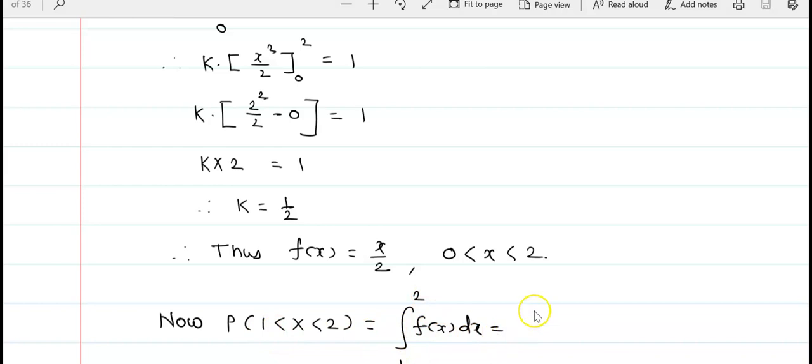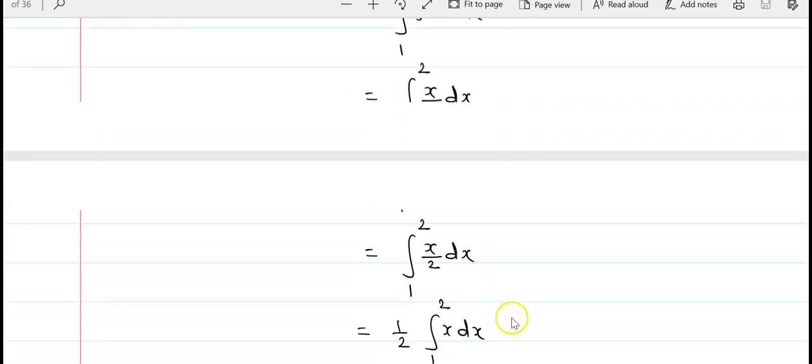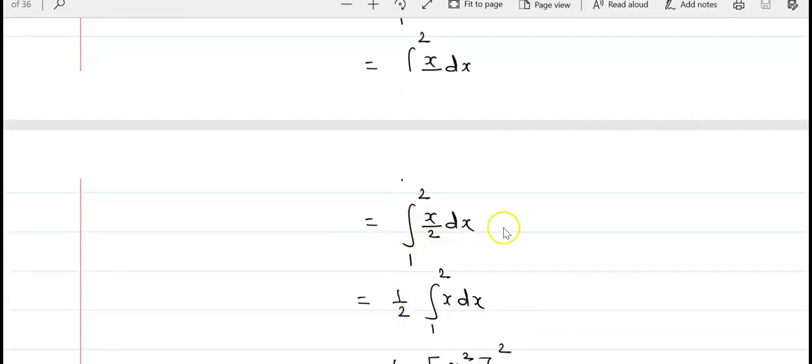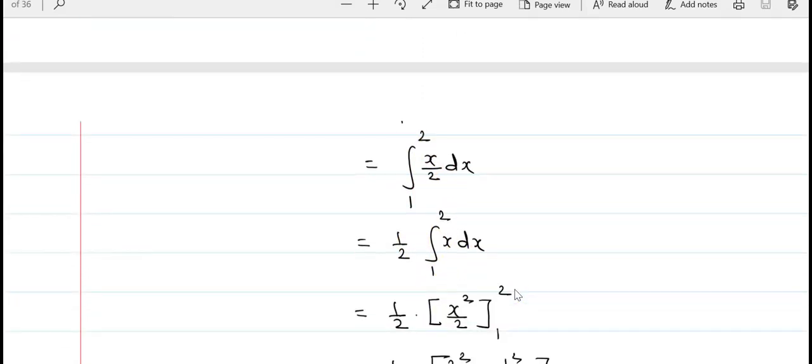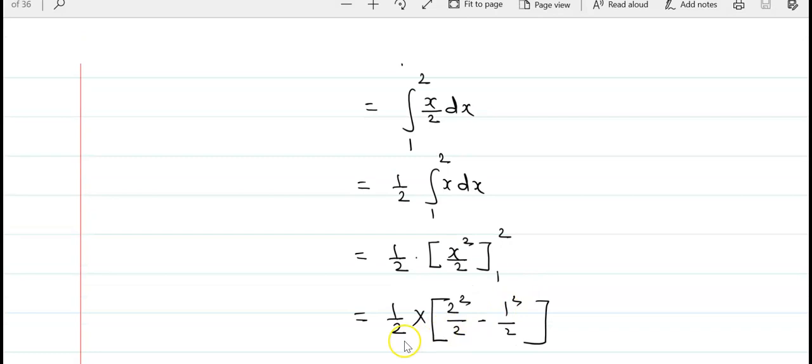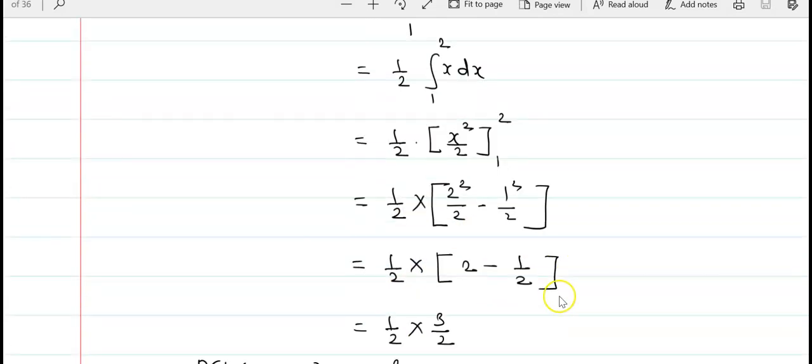That is the integral from 1 to 2 of f of x dx, which equals the integral from 1 to 2 of x upon 2 dx. That is 1 upon 2 times the integral from 1 to 2 of x dx, which is x square upon 2. That is 1 upon 2 into 2 square upon 2 minus 1 upon 2, that is 1 upon 2 into 2 minus 1 upon 2, that is 1 upon 2 into 3 by 2, which equals 3 by 4. This is on page number 322 and it is a solved question.